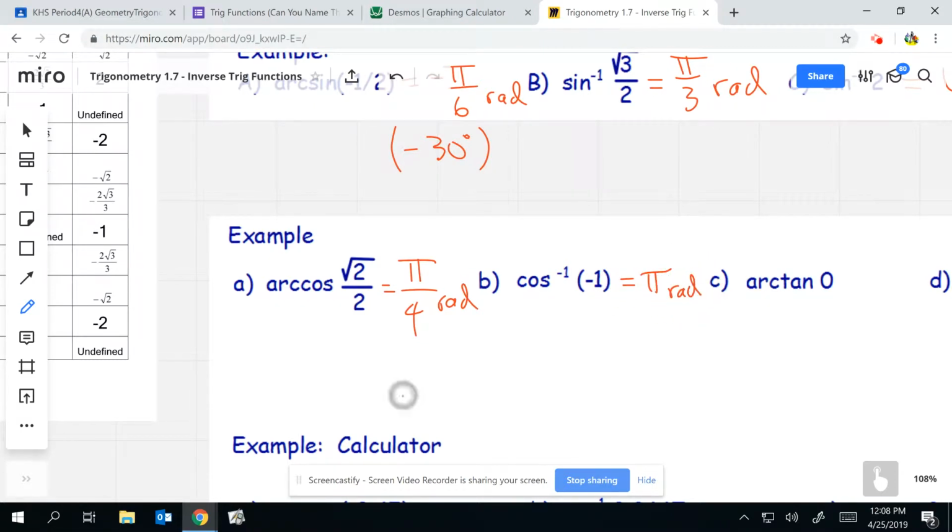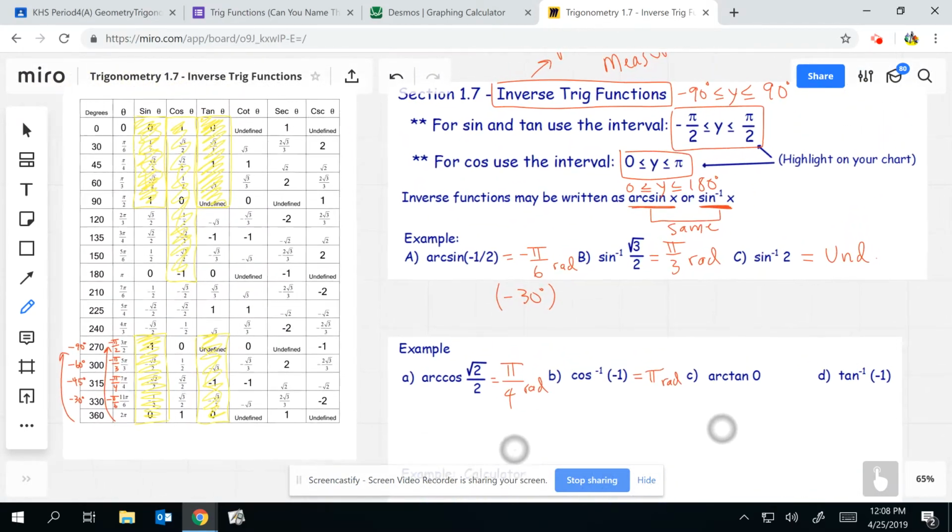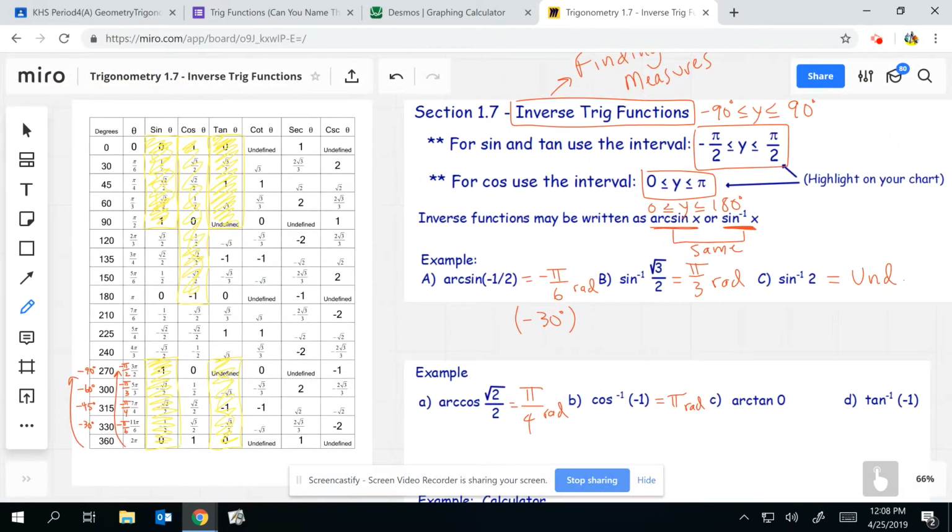Where is the tangent 0? In the shaded area, because there's a 0 in the middle for tan, but that's not in the shaded area. We need our answer to be between pi over 4 and negative pi over 4, so we need 0. 0 degrees or 0 radians has a tangent of 0. So 0 radians.